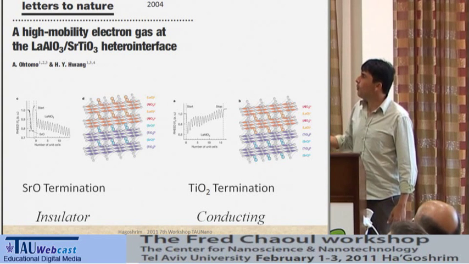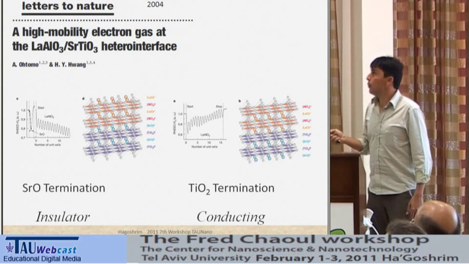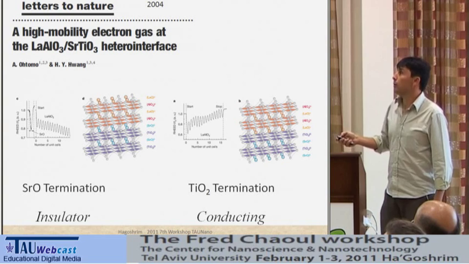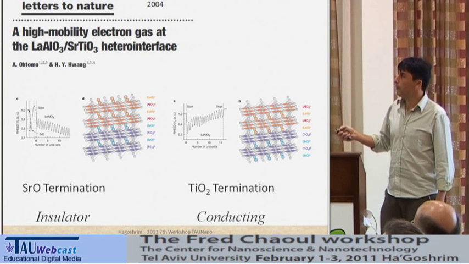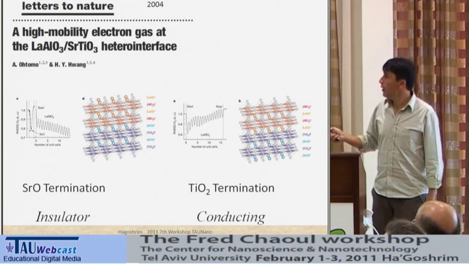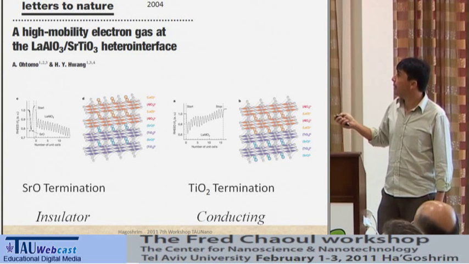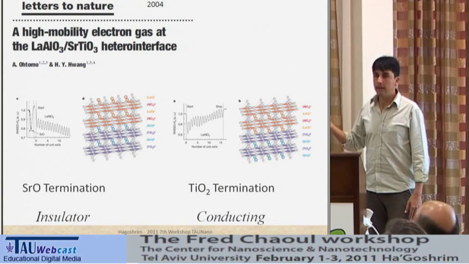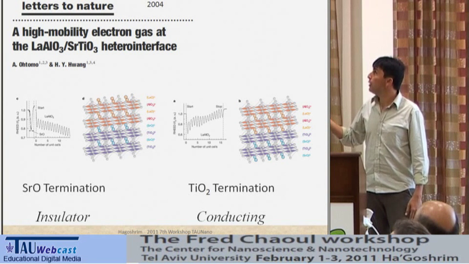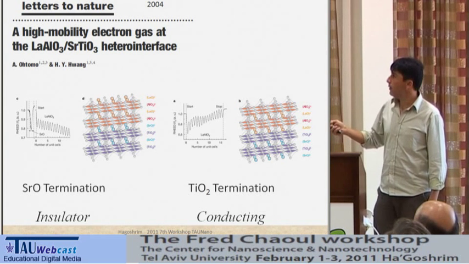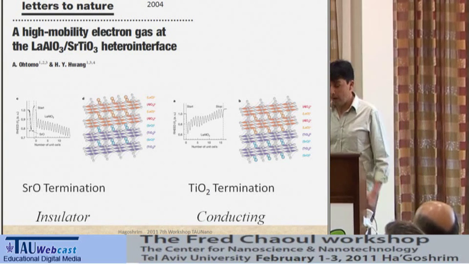Basically, what they found is that when you grow a few layers of lanthanum aluminate on top of strontium titanate, if it's strontium oxide terminated, you get an insulator, which is not very interesting because both materials are insulators. But if you take this STO with the titanium oxide termination and you deposit lanthanum aluminate on top, then you get a conducting interface, and very high conductivity actually.